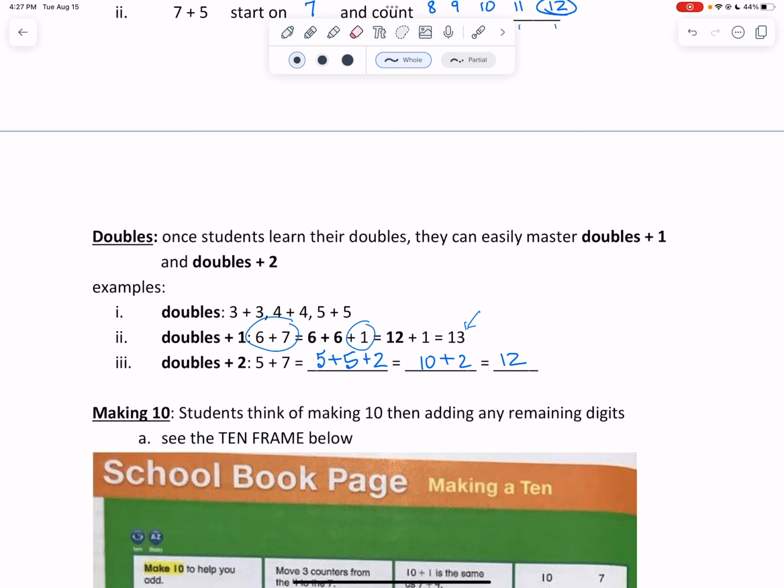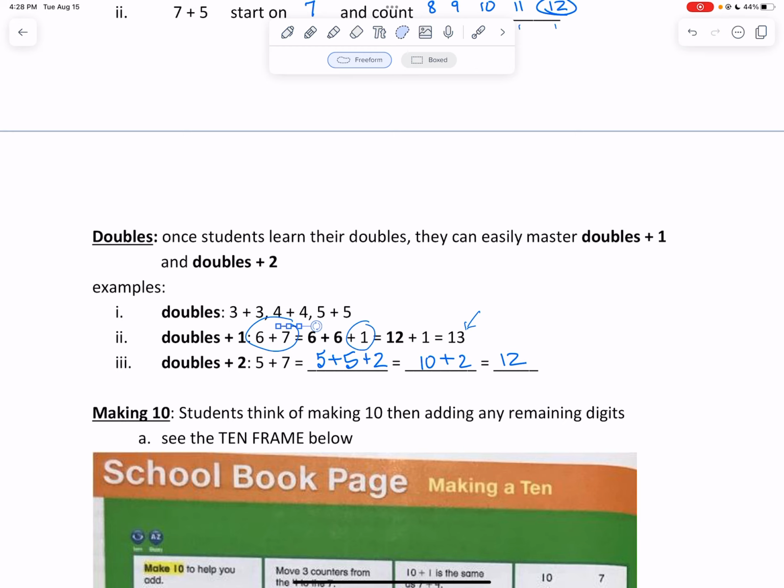There's also, you could subtract, but that's not actually in your textbook. But you can actually do doubles minus 1, if that helps. So if they did not know the 6 plus 6, but they knew 7 plus 7, they could do 7 plus 7 and minus 1 and get the same thing, get 13.